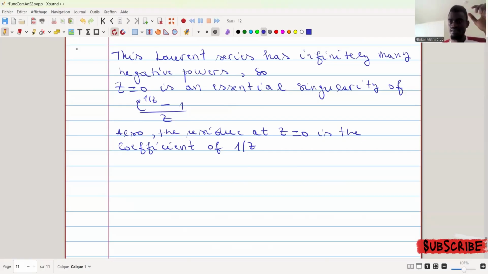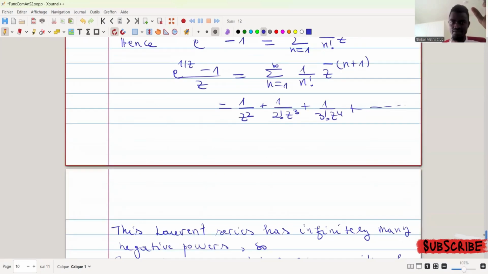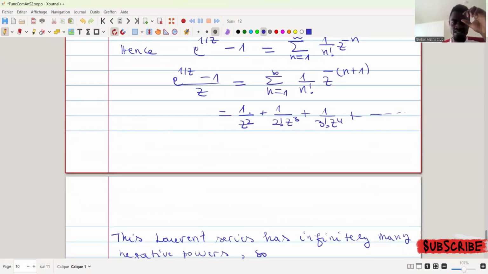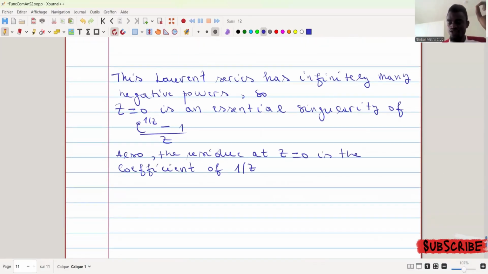But we are going to notice something. If you see this series, it starts at 1 over z square, then 1 over z cube, 1 over z power 4. But we don't have 1 over z. So if you don't have 1 over z, it means that the coefficient in front of 1 over z is 0.